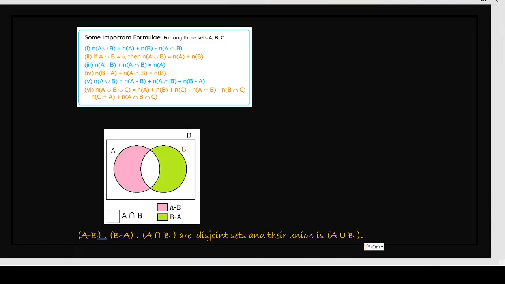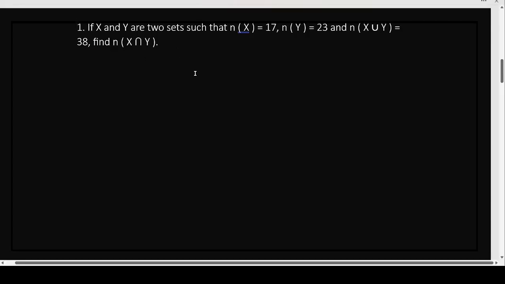The first problem is: if X and Y are two sets such that n(X) is equal to 17, n(Y) is equal to 23, and n(X union Y) is 38, find n(X intersection Y). This is a pretty easy, direct, straightforward question. You will use the second formula. n(X) is given, n(Y) is given, and n(X union Y) is given. So use this formula to find the number of elements in the intersection of X and Y.